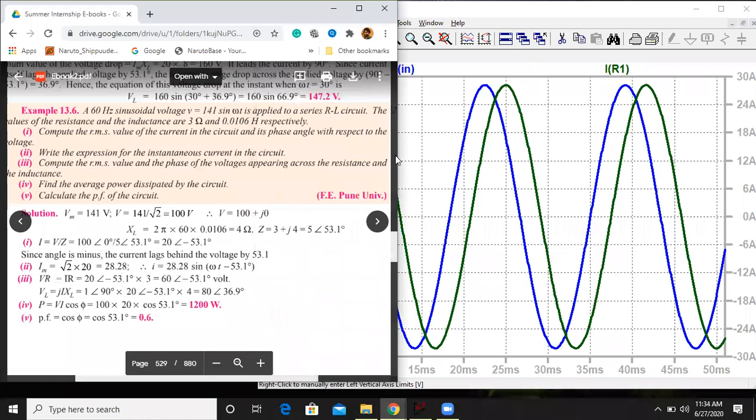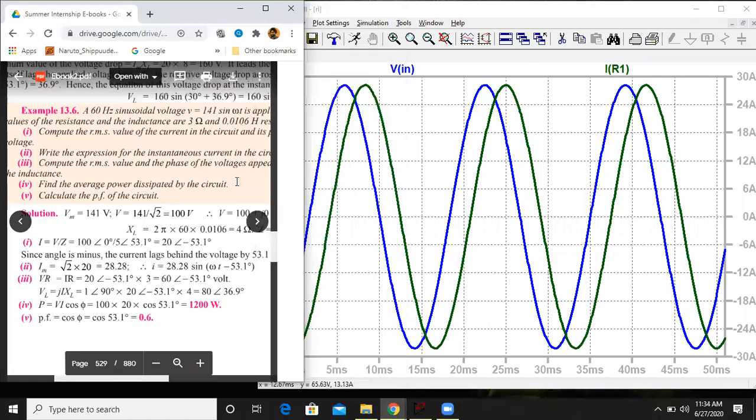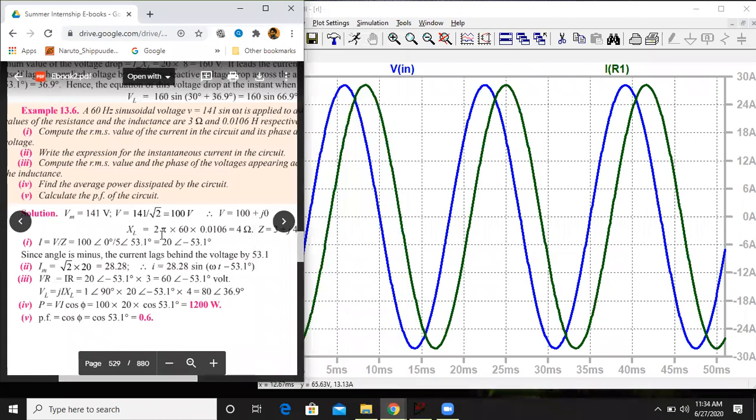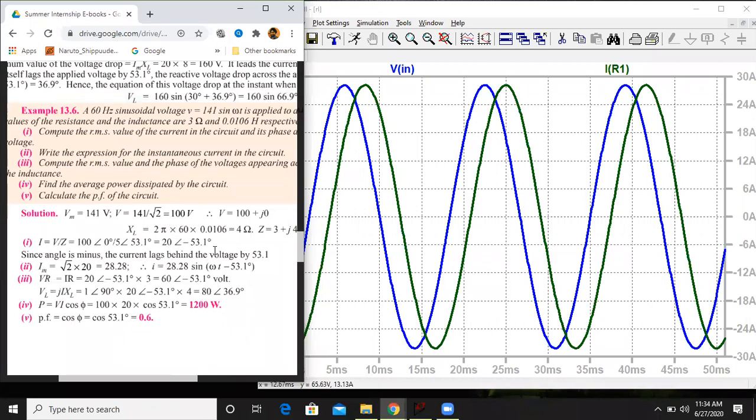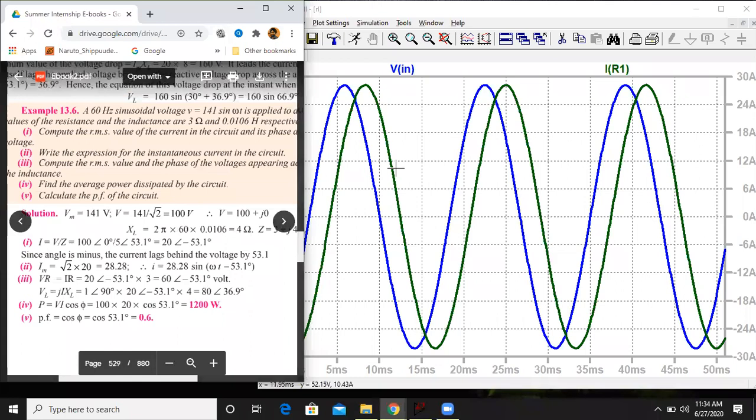Let me just check with this number. What we are analyzing here is the current, which is around 20. This 20 is the RMS value, and we also need to confirm this angle from this waveform. That is another learning here: from the sinusoidal waveforms, we have to check the phase difference between them. That is what we are going to learn immediately now.